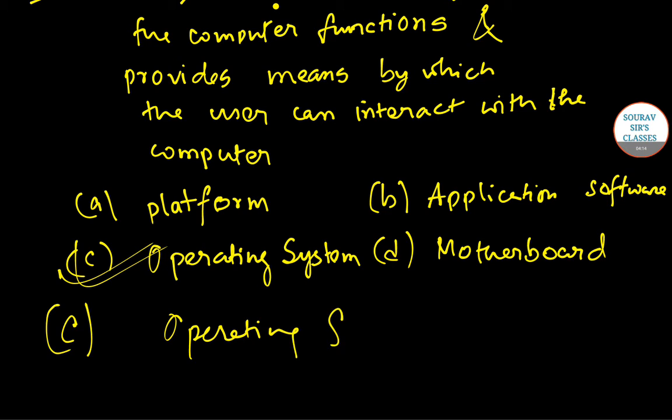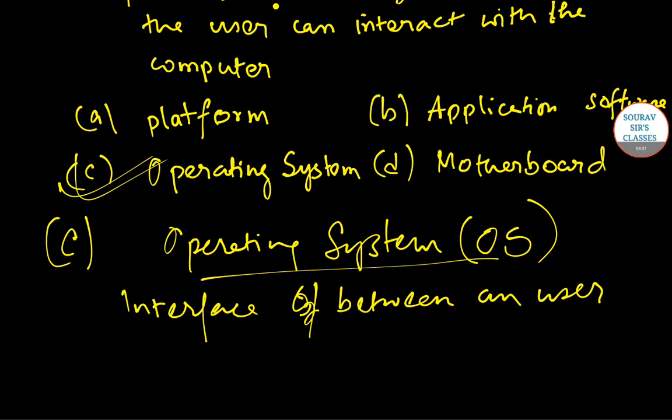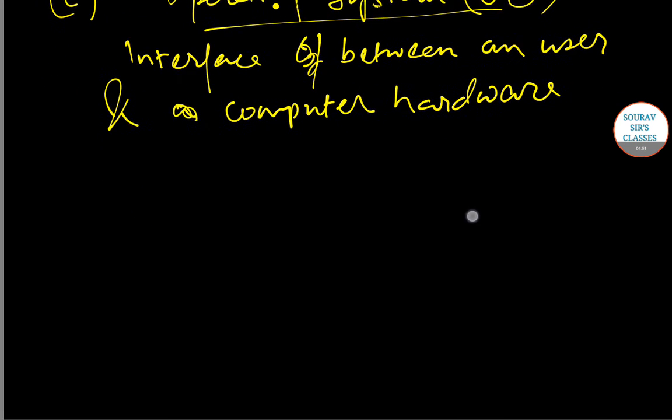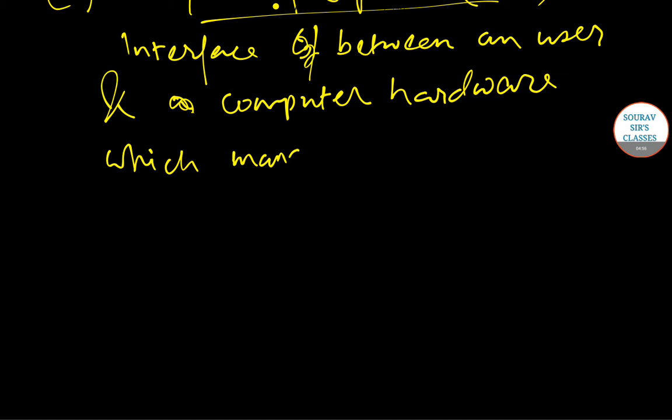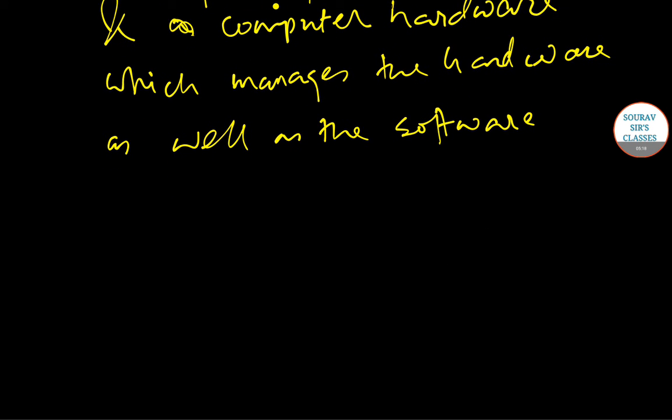The operating system, or OS as we all know it, is an interface between a computer user and the computer hardware, which manages the hardware as well as the software required so that they can work together and provide the service we want.